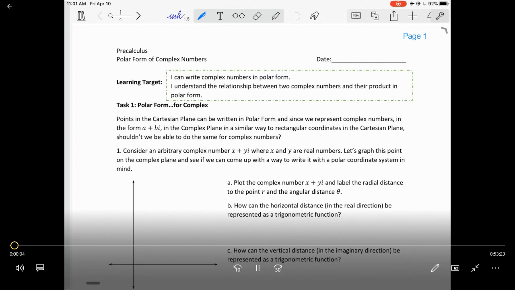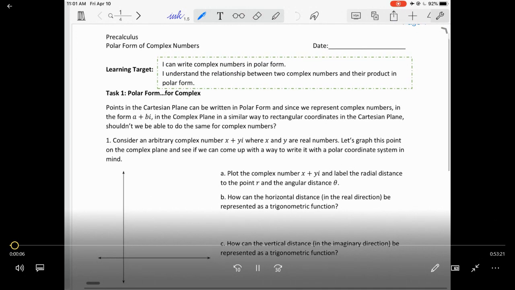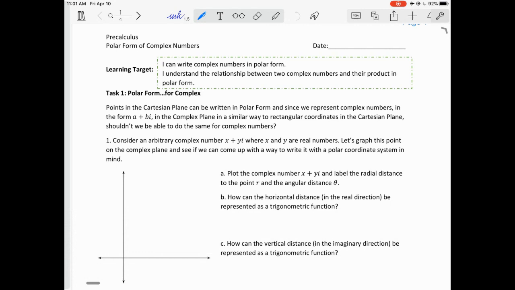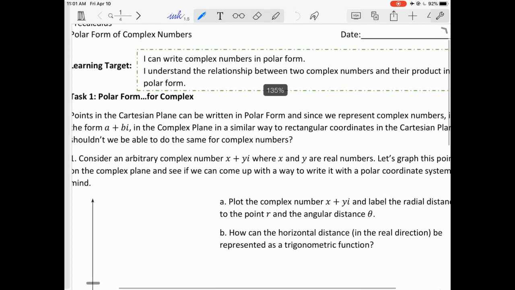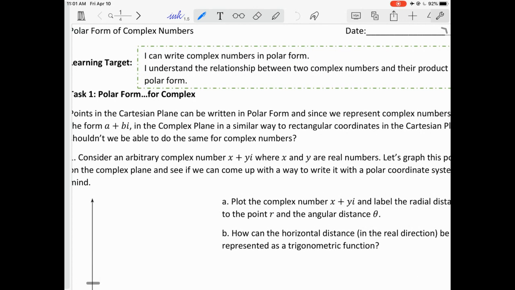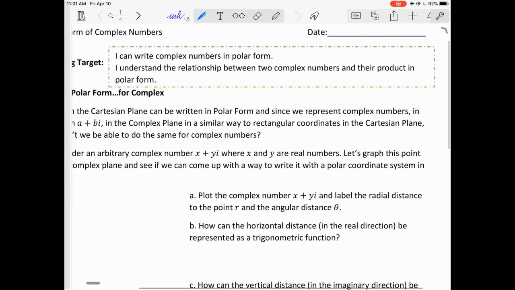We're going to continue from where we left off in our last lesson where we learned about polar coordinates. We were able to write numbers that were in rectangular or Cartesian coordinates into polar form. But now we're going to look at polar form of complex numbers. So we want to be able to say that we can write complex numbers in polar form and that we understand the relationship between two complex numbers and their product in polar form.